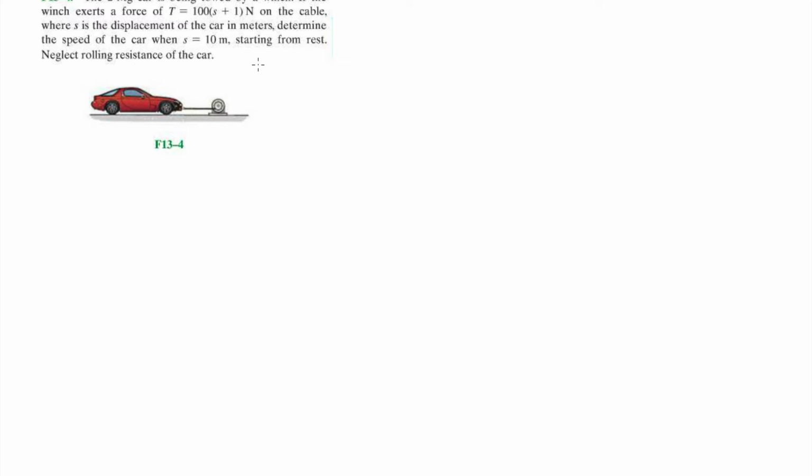All right. We're trying to determine the speed of the car when s equals 10 meters, or when the winch has pulled the car 10 meters, starting from rest. Neglect rolling resistance of the car. Remember, that's key, as that allows us to ignore friction. Another key thing you might pick up here is they don't give us a friction coefficient, so we probably don't need to use friction.